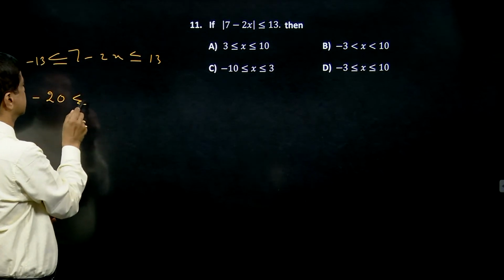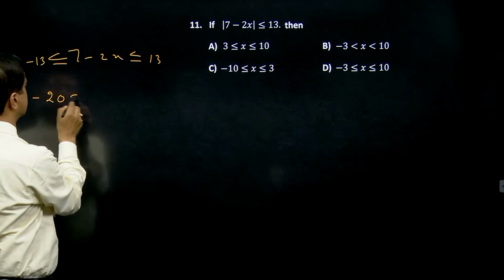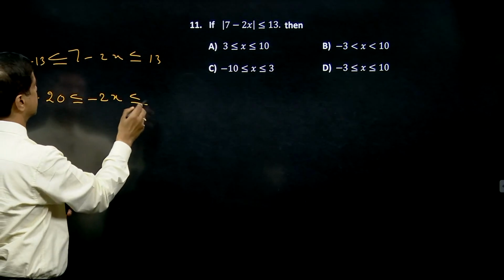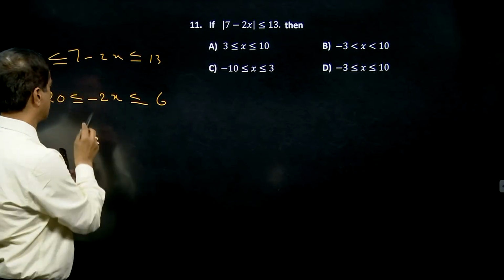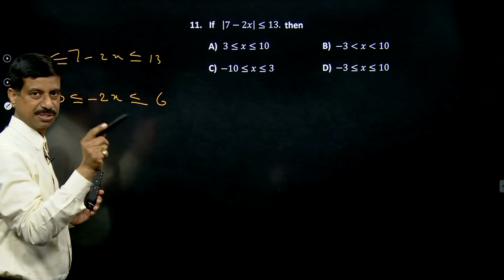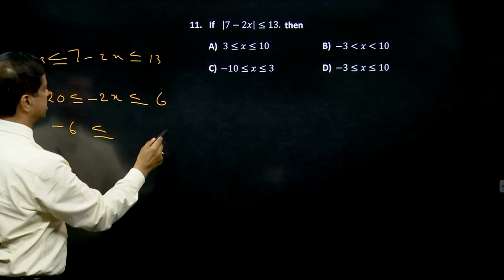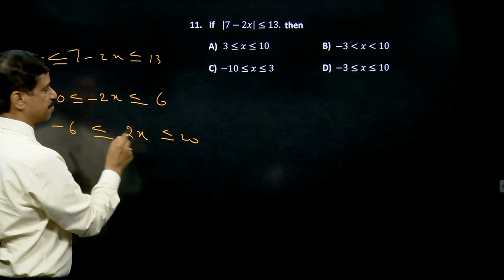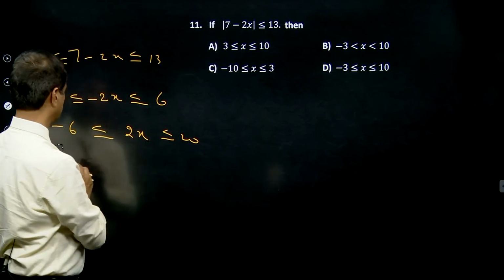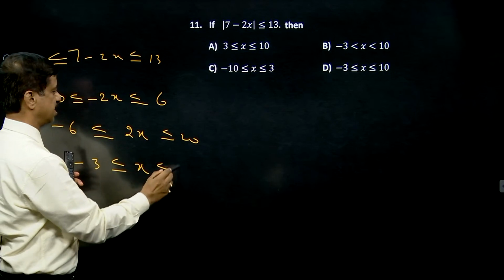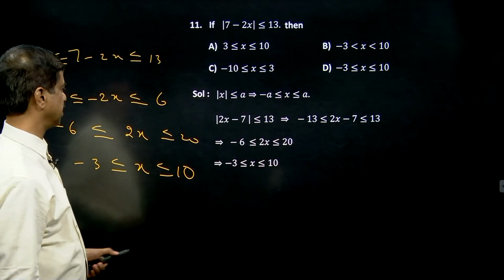Minus 20 is less than or equal to minus 2x is less than or equal to 13 minus 7. 13 minus 7 is 6. So therefore, now you multiply by minus. So this will come here, minus 6 is less than or equal to, this will go that side, less than or equal to 2x. I multiplied by a minus sign, so directions changed. Divide by 2, minus 3 is less than or equal to x is less than or equal to 10. So which option satisfies? Option D satisfies, children. Please note it fast.